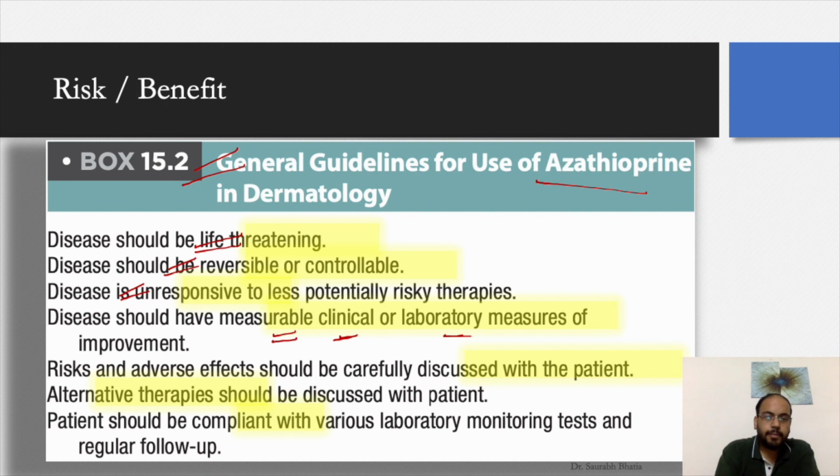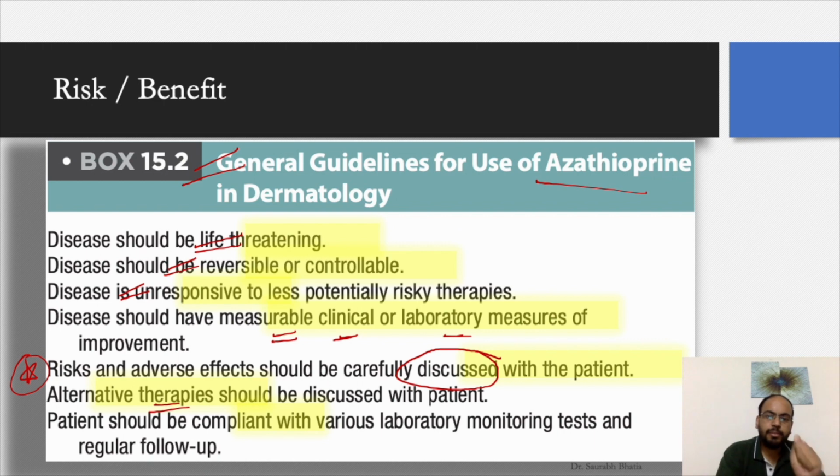then there's no point in using azathioprine. This is the most important point in my opinion, that all risks and benefits have been discussed with the patient. Keep the patient informed about what we are doing, what we are expecting, and what issues might arise on treatment. Alternative therapy should also be discussed with the patient. All options should be given, and the treatment has to be discussed.